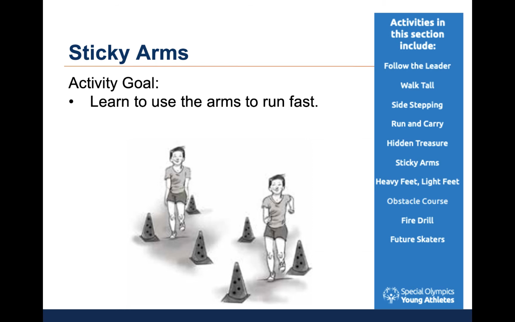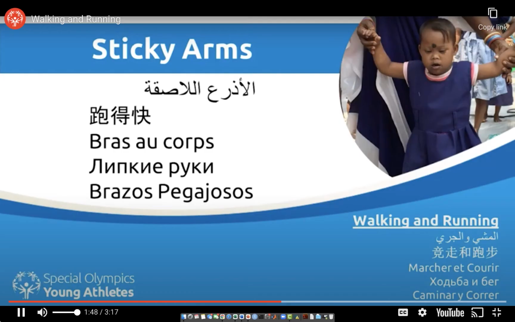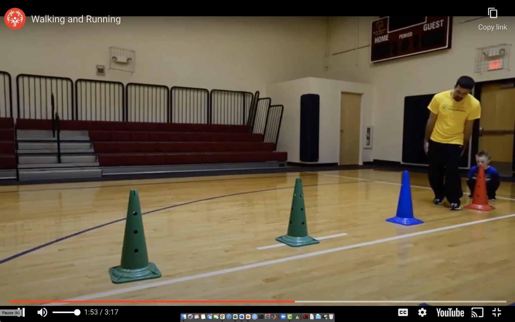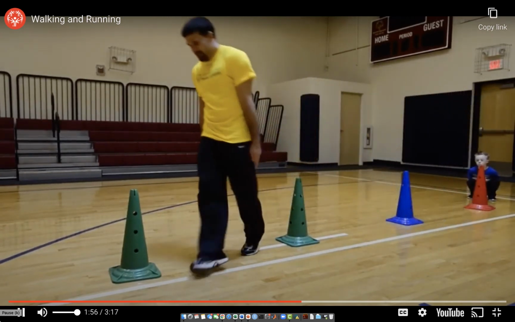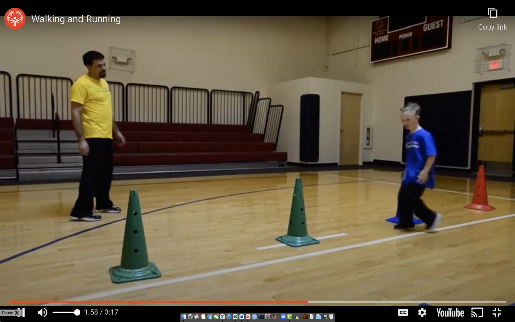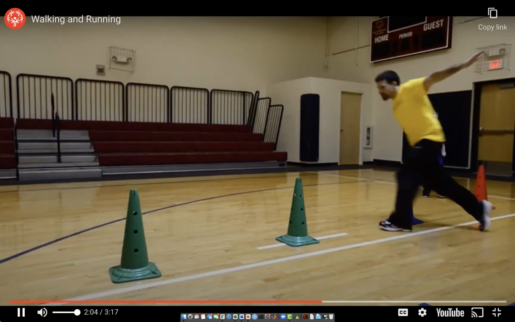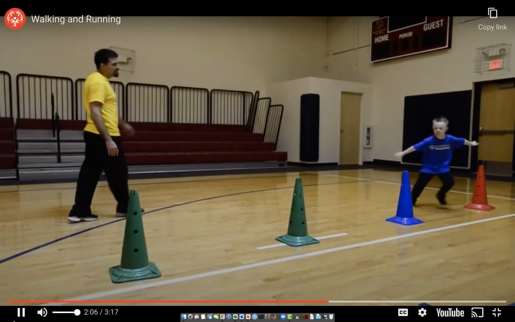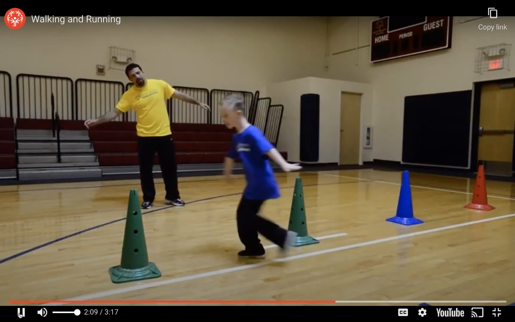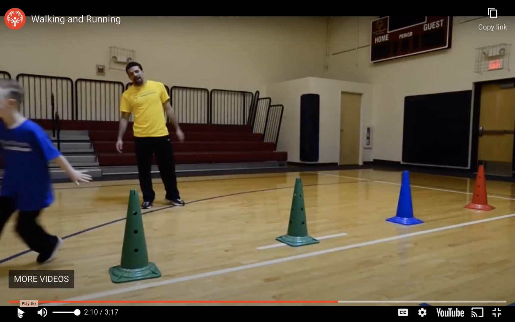The coach and the parent will then talk about which way was easier and faster. The goal of this game is to help children learn to swing their arms to run fast. Let's watch the video of this activity. In this video, the coach uses airplane arms rather than the recommended arm swing form.